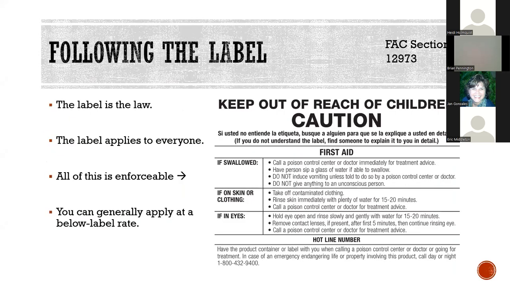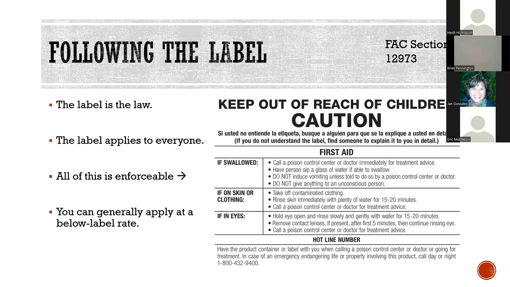So the first thing I usually ask, when I see someone doing an application, is, hey, can I see the label? The label is basically a little instruction guideline. It tells you what you are applying. Is it a caution, warning, or danger product? What kind of PPE do you need to wear? What can you apply to? Is it for non-ag or is it for structural? It's dependent on all that.